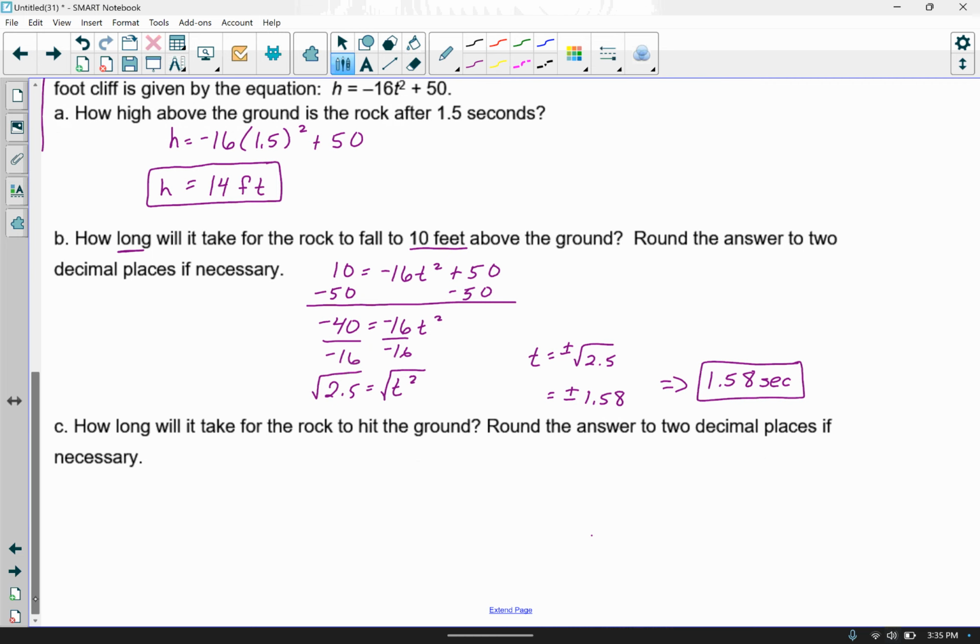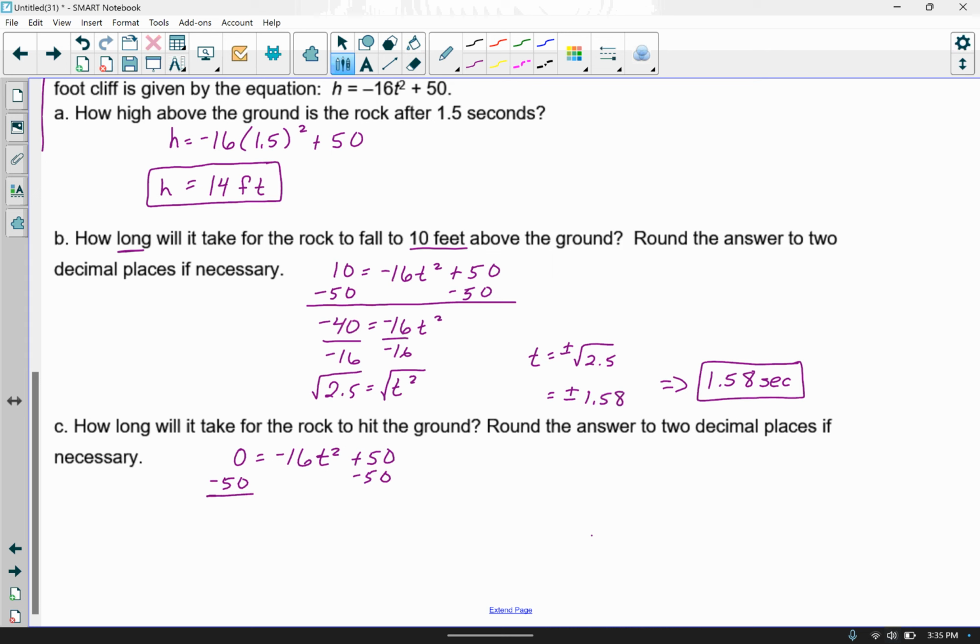And then lastly here in part C, it wants to know how long is it going to take for that rock to hit the ground. So think about it. If the rock hits the ground, what's its height? You agree it would be 0. So height of 0 equals negative 16 t squared plus 50. I'm trying to solve for t. So 0 is over there all by itself. Let's take 50 over to join it.